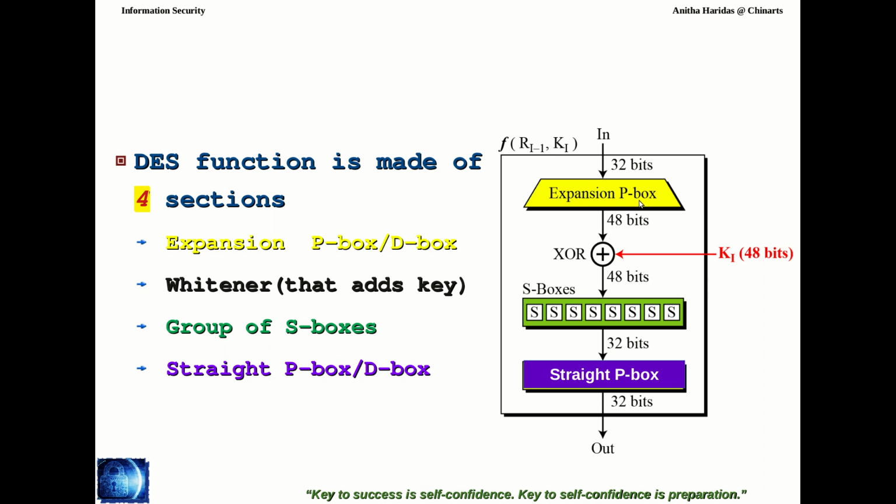So the expansion and the straight component can be a P box or a D box. P box is nothing but permutation box. A D box is nothing but diffusion box. So for the diffusion process, we use different permutation tables. So it can be called a P box or a D box. So these are the 4 different components that we are going to discuss for DES function.